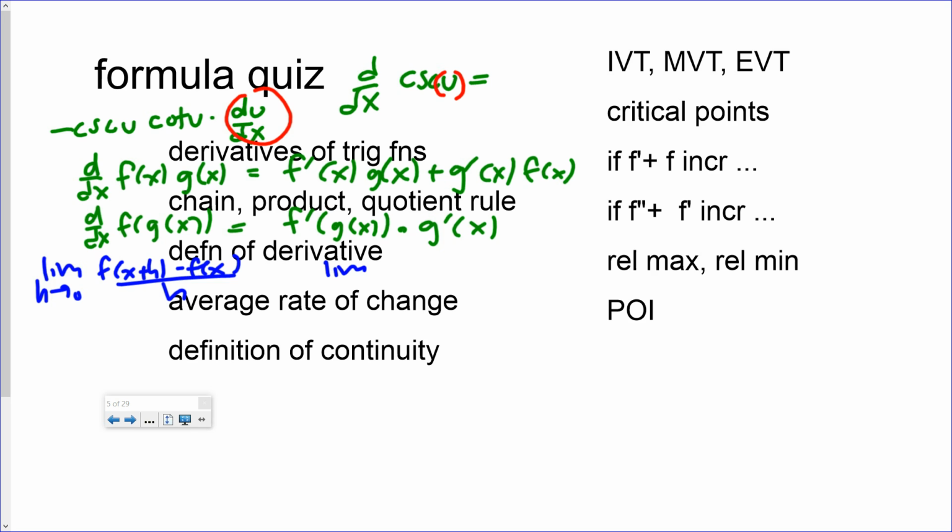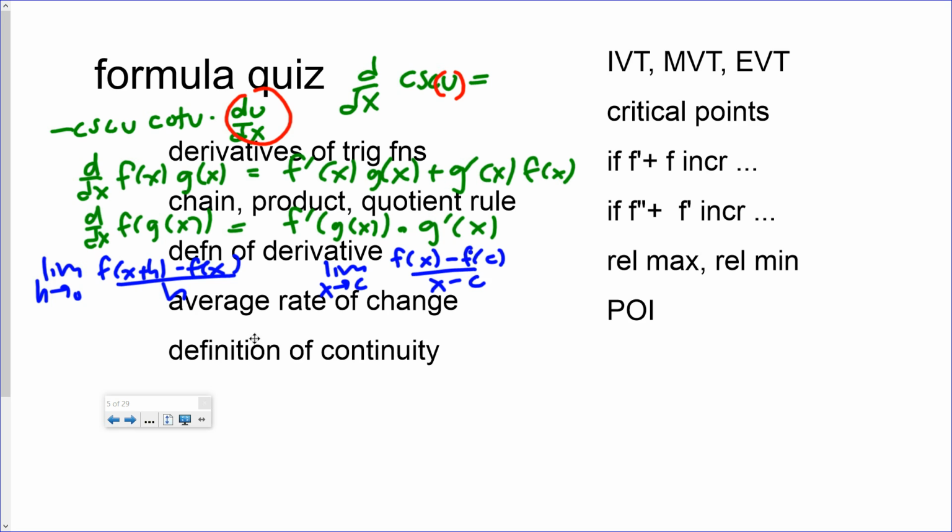And then the other alternate definition of a derivative is when x goes to c, some point. But this, instead of being f of x plus h, is what? Do you remember? f of x minus f of c over x minus c. You have to have both of those memorized.